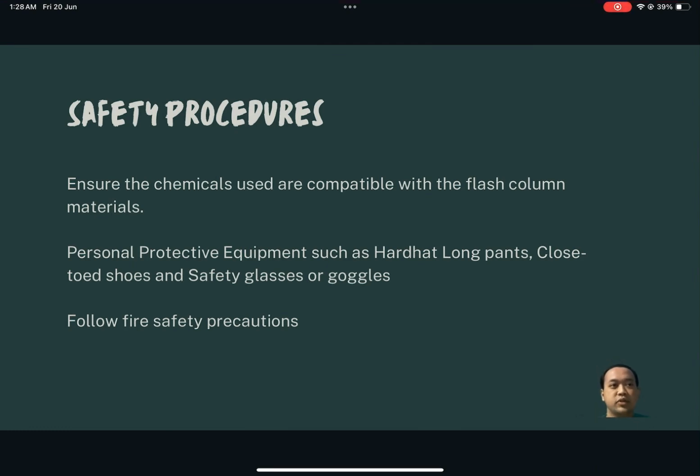For safety procedures, we need to ensure the chemicals used are compatible with the flash column materials. Next, personal protective equipment such as long pants, closed-toed shoes, and safety glasses or goggles are equipped. Next, follow the fire safety precautions.